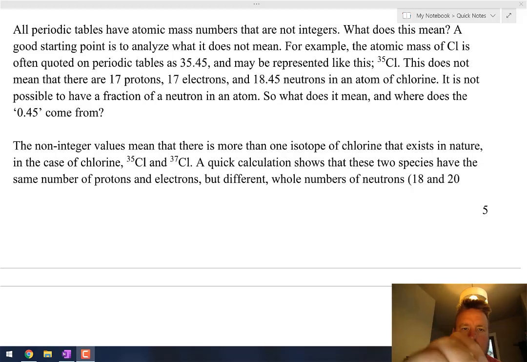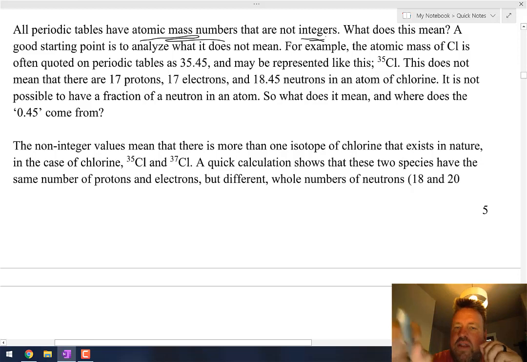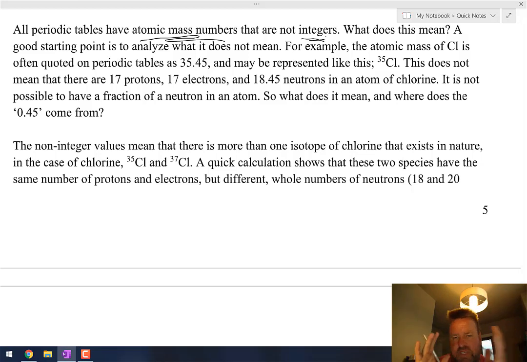So we know that these atomic mass numbers on the periodic table are not integers. Remember, an integer is a whole number. So why aren't they integers? I mean, don't they have a specific number of protons and neutrons? Yes, they do. But again, let's talk about what it doesn't mean.